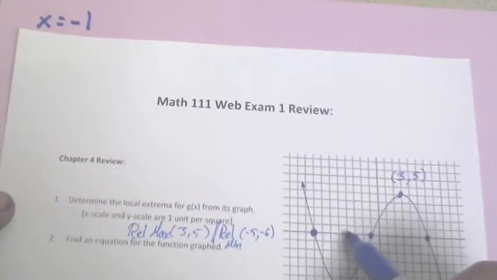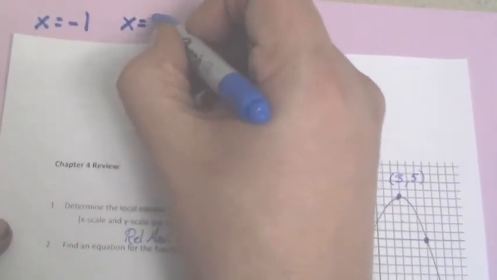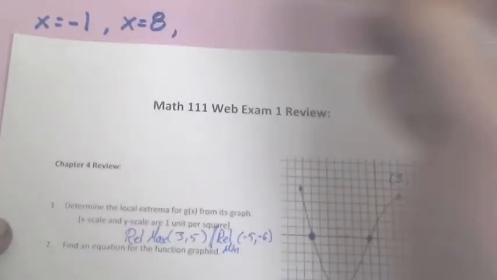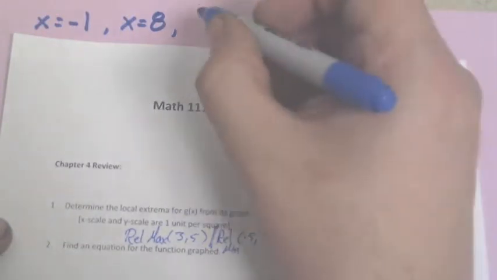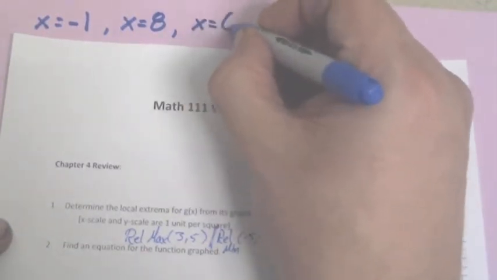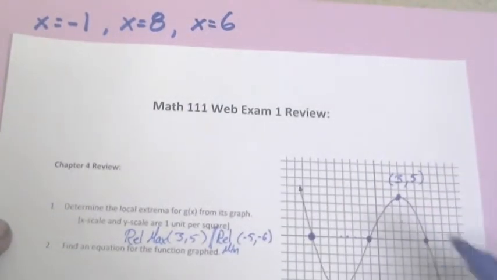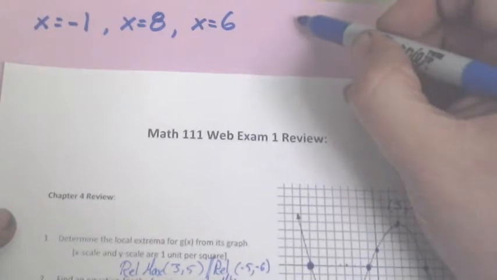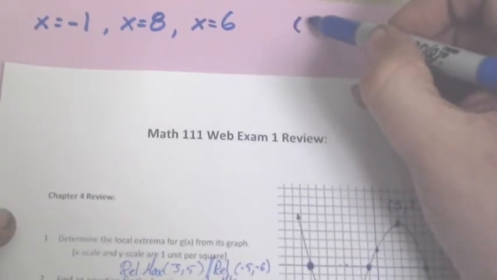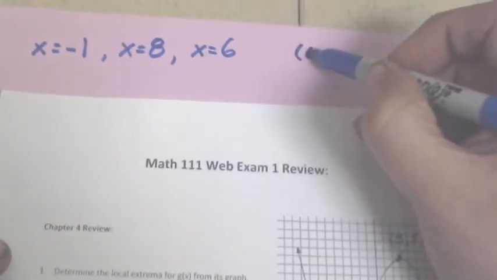1, 2, 3, 4, 5, 6, 7, 8. x equals 8 is an x-intercept. And 1, 2, 3, 4, 5, 6. Looks like x equals 6 is an x-intercept. It also looks like it has a y-intercept there at 2. So it has a y-intercept at (0, 2).